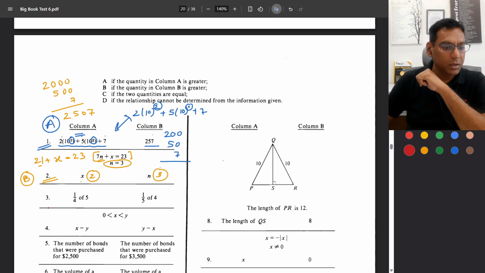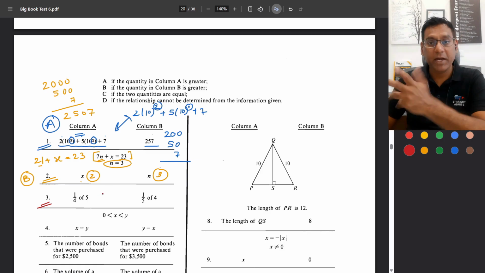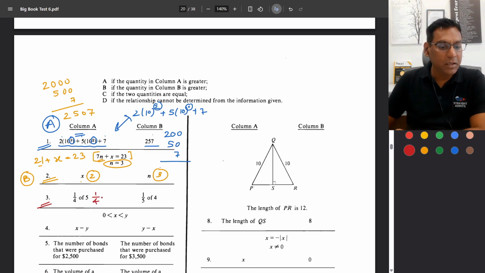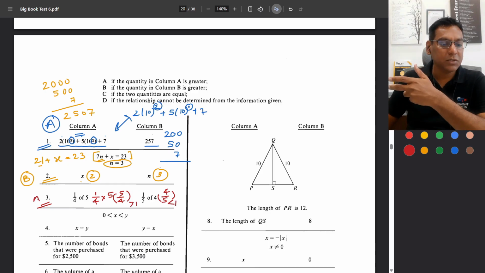Okay, question 3, 1 by 4 of 5. How do we write 'of'? So I write it like this, correct? Basically 5 by 4 here, and here it is going to be 4 by 5. Now which number is bigger? 5 by 4 is greater than 1, 4 by 5 is less than 1. So answer is going to be A.